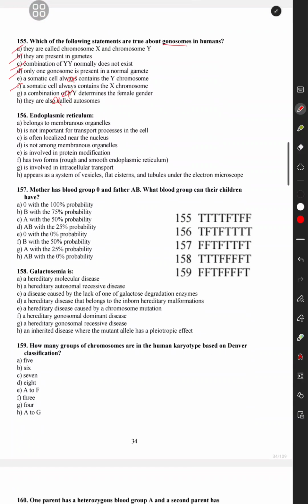Endoplasmic reticulum belongs to membranous organelles. Yes. Is not important for transport, is often localized near the nucleus, is not among membranous organelles, is involved in protein modification, has two forms, rough and smooth endoplasmic reticulum, involved in intracellular transport. It appears as a system of vesicles, flat cisterns, and tubules under the electron microscope.